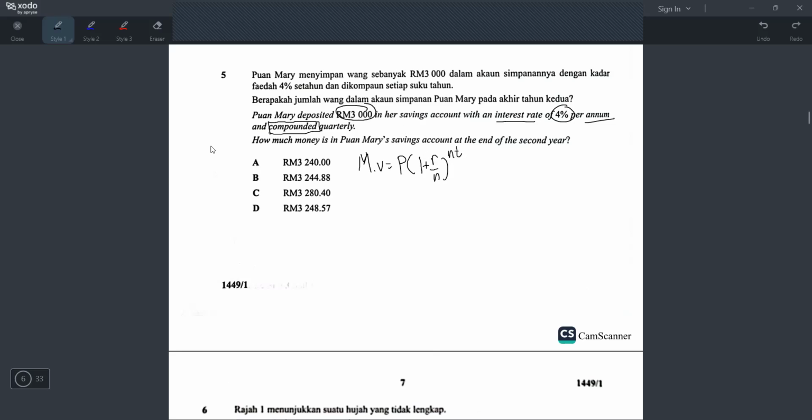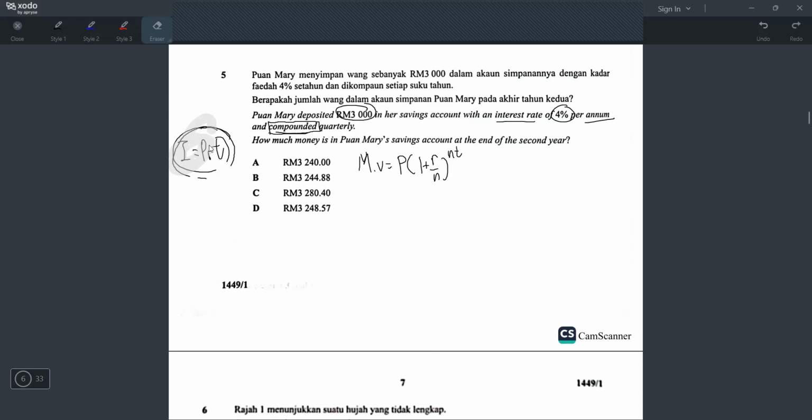All right. There's another interest formula, which is PRT, but we only use that formula when you don't see the word compound in the question. When it's simple interest, then only we use that formula. So if it's simple interest, we will use that formula, but if it's compound interest, we will use this formula.